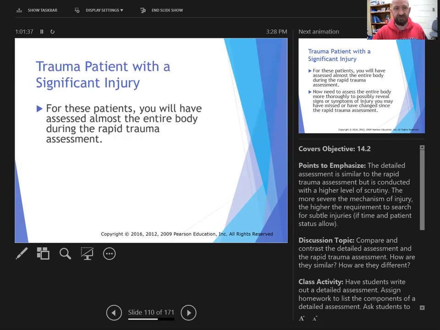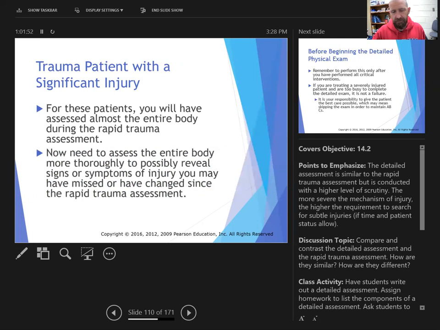All right, trauma patient with a significant injury. You'll have assessed pretty much the entire body here. And when we get to the detailed assessment, we're going to be doing it more thoroughly. Again, that rapid trauma assessment only takes like a minute and a half to get the entire body done. What that entails is speed. And so we may miss minor things or some things. And so we're going to go thoroughly through the whole body afterwards.